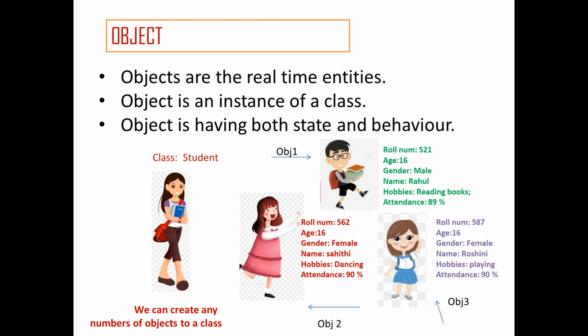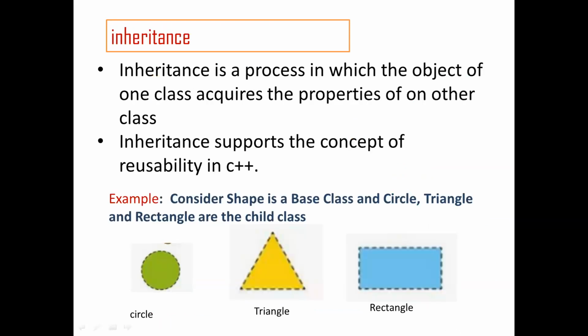Now consider another object. That is a female, a girl, having roll number 62 and age 16. The name of the student is Sahiti. Her hobby is dancing and her attendance is 90%. So remember, we can create any number of objects for a given class. Here I created three objects. We'll see in brief later how to create objects in C++.